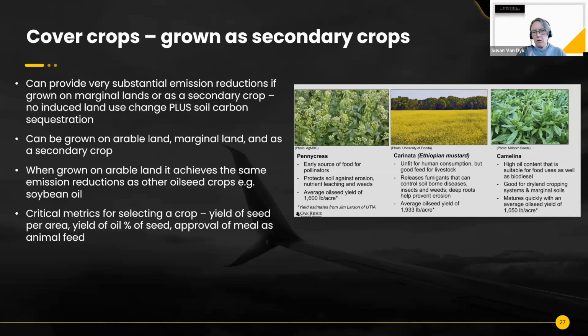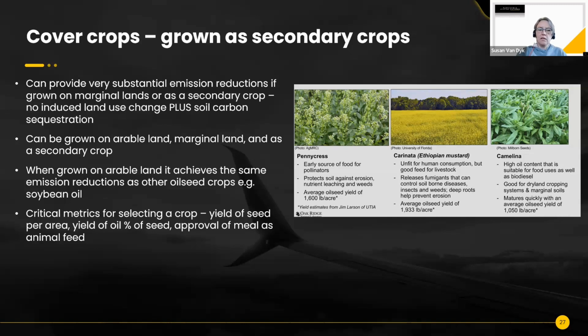It can be grown on arable land, marginal land, or as a secondary crop. But I think the biggest potential is for a secondary crop. So you grow your soybeans, and then you grow your secondary crop. Basically, on the same piece of land, you get two different crops. So choosing a specific crop, you have to look at the climate, for example. In cold climates, there's not a long enough season to really grow a second crop.